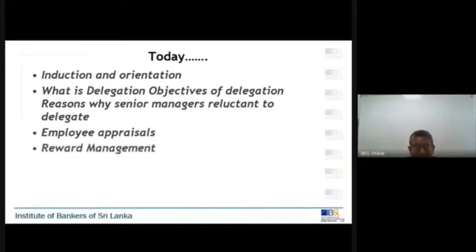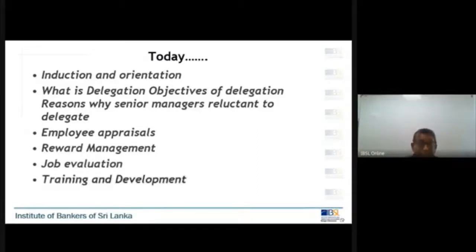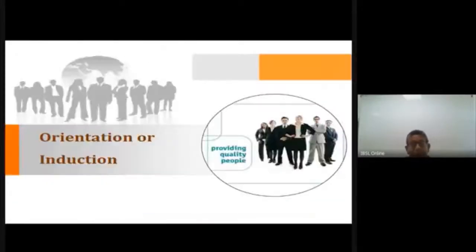Then we may look at what reward management is, if time permits. We may look at job evaluation, training and development, and health and safety. So these are big areas we are going to discuss. I don't know whether time will permit, but we will try to cover as much as possible. Very interesting areas, especially reward management, training and development, job evaluation. Employee appraisal is most important for you.